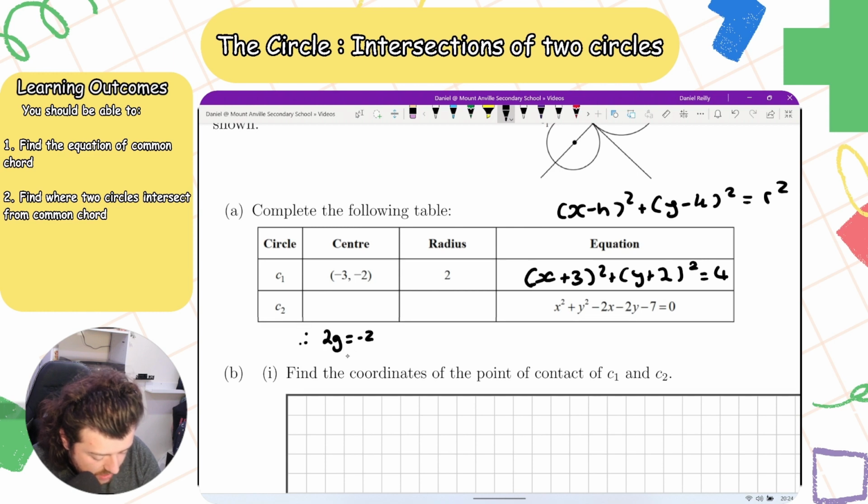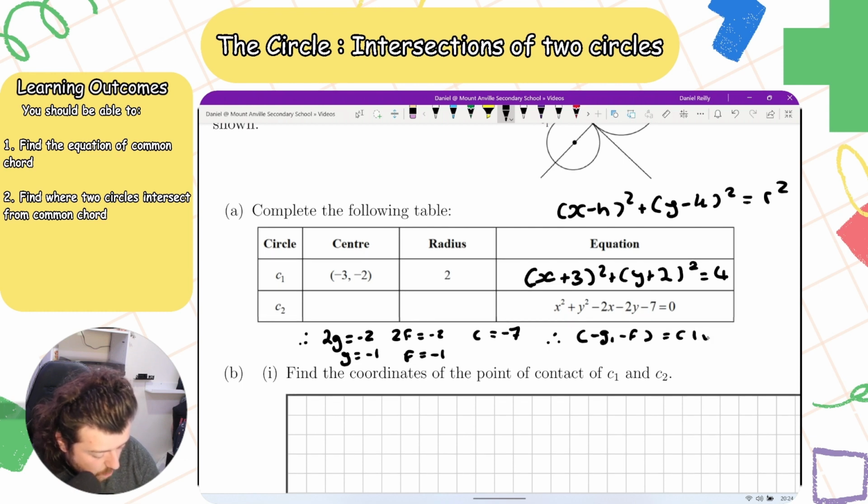2g is equal to minus 2, g is equal to minus 1. 2f is equal to minus 2, f is equal to minus 1. And then c is equal to minus 7. So your center is (minus g, minus f). That's going to be (1, 1). So that's my center point of C2, which is (1, 1).